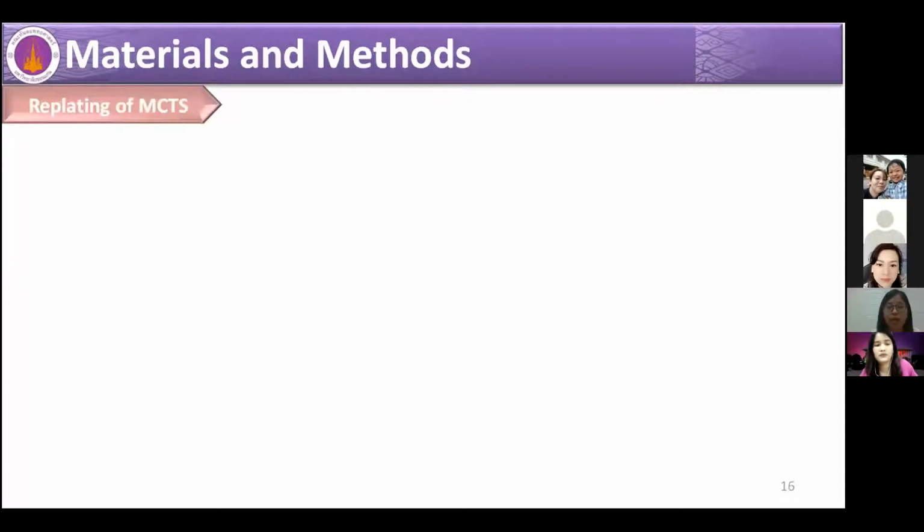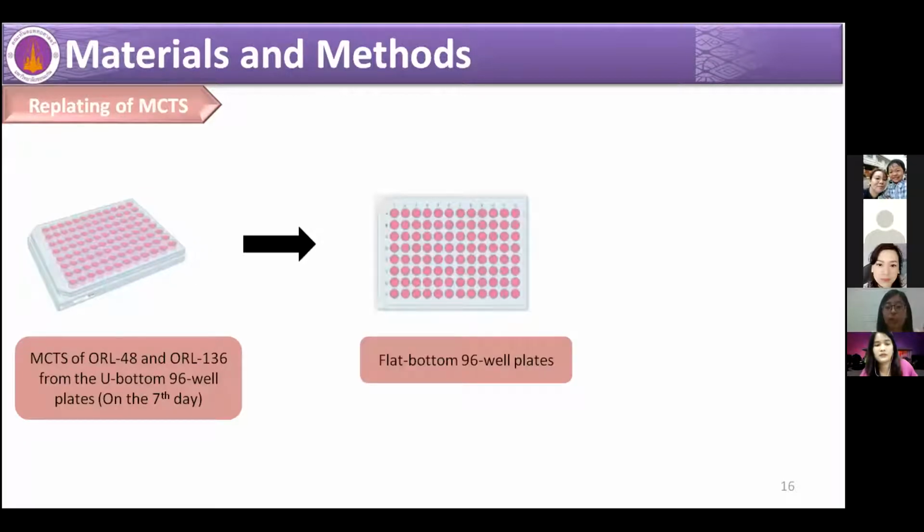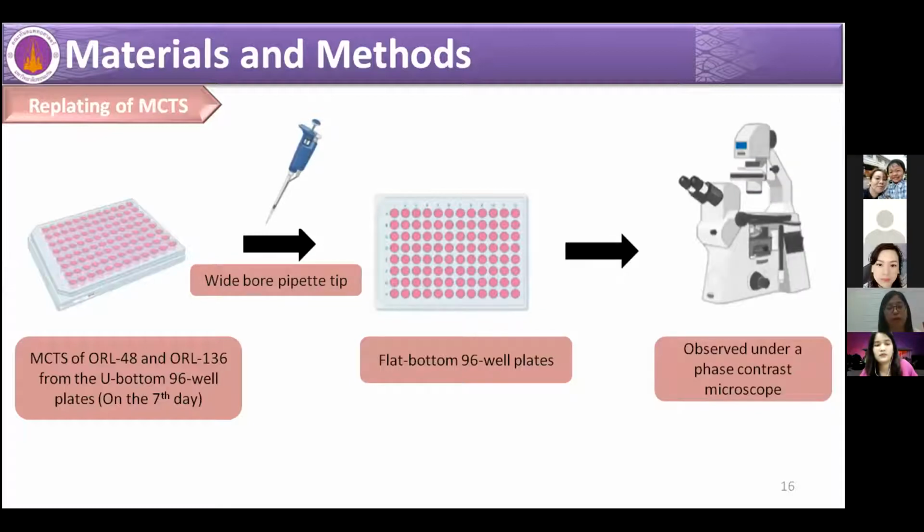To carry out the replating of MCTS, we transfer the MCTS of both the cell lines from U-bottom 96-well plates to flat bottom 96-well plates on the 7th day using a wide bore pipette tip, and then we observe it under the phase contrast microscope. We carried out this replating to see whether the spheroid remains intact or not after we transfer it to the flat bottom 96-well plates.